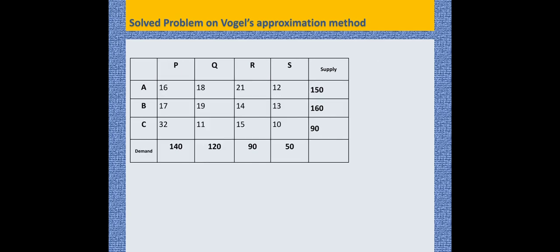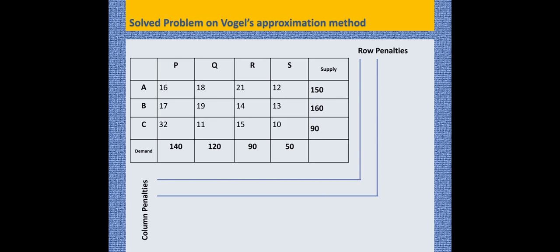Now the first step is what? We need to identify the row penalties and column penalties. What are row penalties? We need to identify the smallest cost. Your smallest cost is 12 and the next smallest cost is 16. So 16 minus 12 is 4. That is the row penalty, and we write it along the side of that particular row. Similarly, for column penalties: the least cost here is 16 and the next least is 17. 17 minus 16 is 1. That is written here.